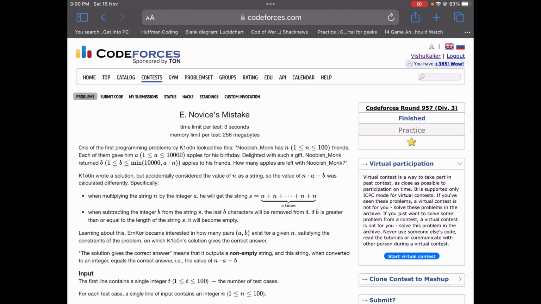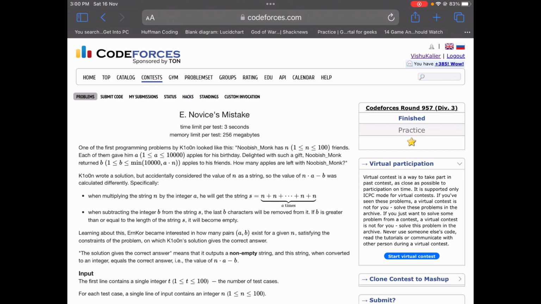And today we are going to talk about Codeforces Round 957 Division 3 and the fifth problem, that is the Novice Mistake. The problem is stated as one of the first programming problems that K1ON looked at. Novice Monk had 100 friends, each of them gave him 10,000 apples for his birthday. Delighted with such a gift, Novice Monk returned b apples to his friends. So, how many apples are left with Novice Monk?